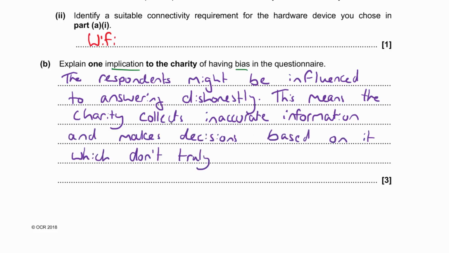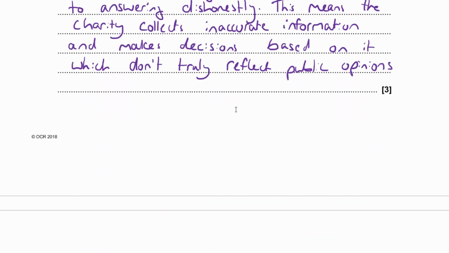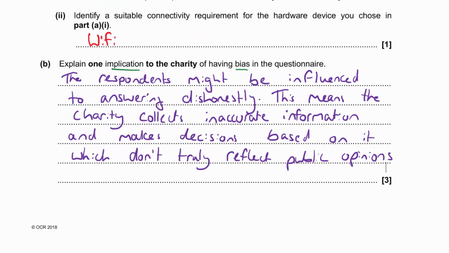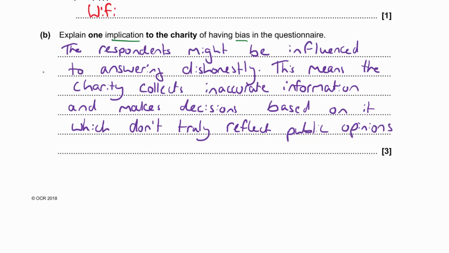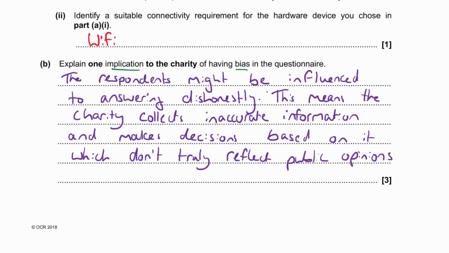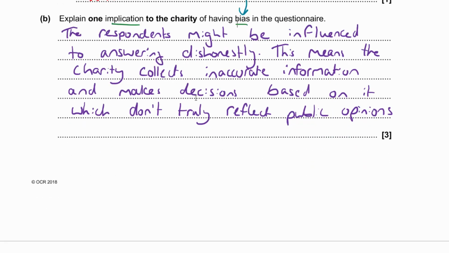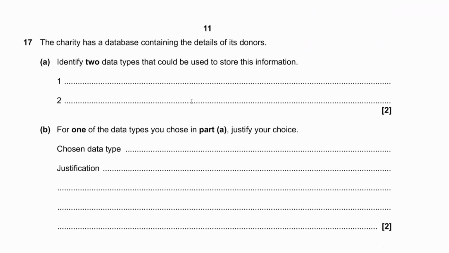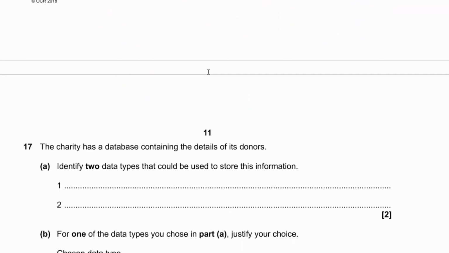So I've just changed what I just said, but it makes decisions based on it which don't truly reflect public opinion. Right, they've done what they want to do, they haven't done what the actual public wants, and so their business is not going to work as well, their charity is not going to work as well. So hopefully there's 3 points here for 3 marks, let's hope so at least. And it's to the charity. If there's bias, it might make someone responding feel bad or pressured, but here it's to the charity we're writing about.